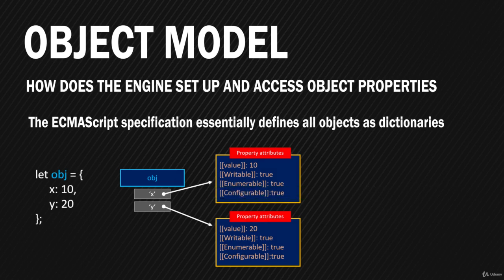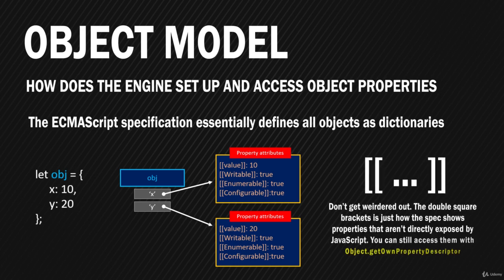And don't get weirded out by these double brackets. The double square brackets are just how the ECMAScript specification shows properties that aren't directly exposed by JavaScript. So you're probably thinking, well, if they're not exposed by JavaScript, can we ever see them? And the answer is yes, you can. You can access them with the Object.getOwnPropertyDescriptor method. Let me quickly show you how you access these.